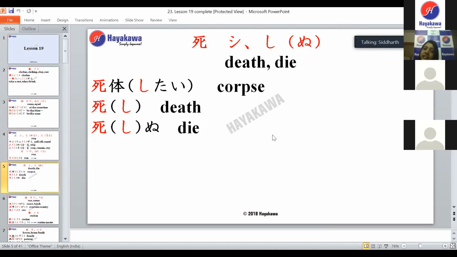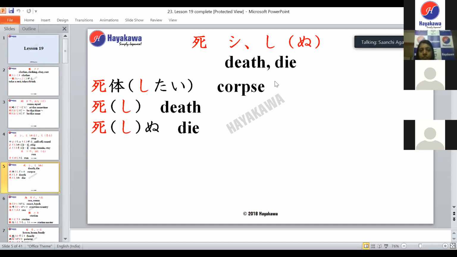So the next kanji that we have is the kanji for death or to die. It has the readings of shi, shinu. If you remember number 4, we have a reading for number 4 as well, which is shi, which we don't use very often, and this is why we have the second reading known as yon for number 4, because shi in general basically means death. So instead of saying shi, Japanese people prefer saying yon.